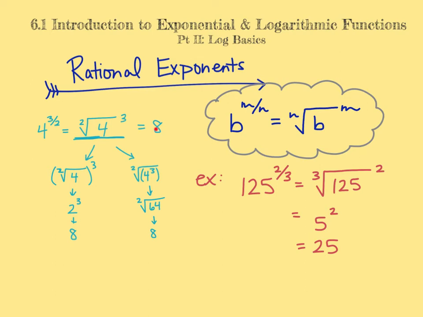So if you're raising a number to a rational exponent, and that rational exponent is greater than 1, your output is going to be larger than what you started with. If you're raising a base to a rational exponent that's less than 1, it's going to end up smaller than what you originally started with.